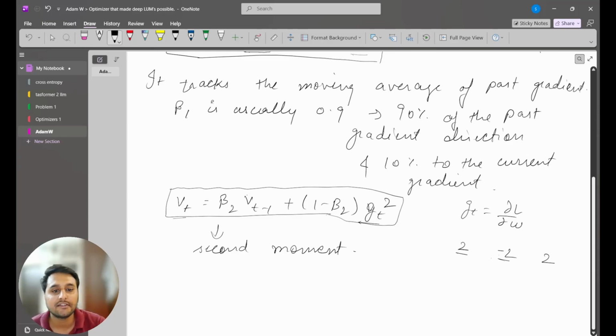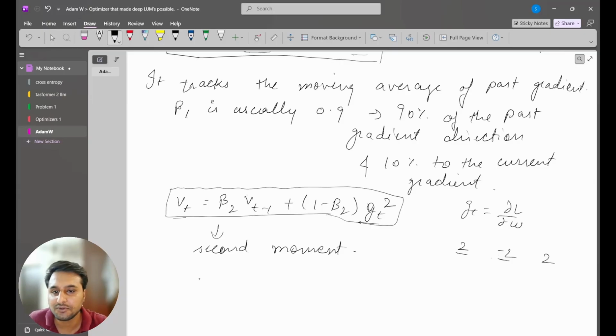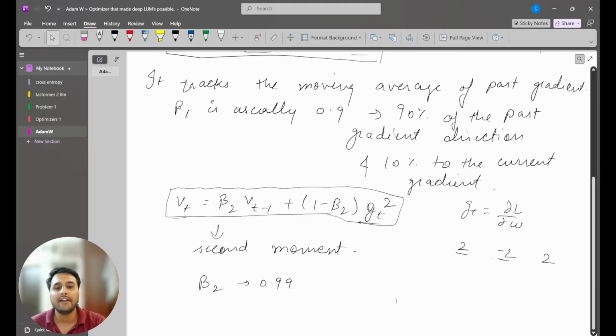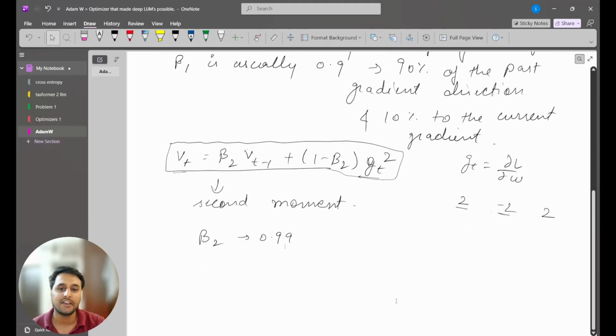So that's why the squaring sign is present in the second moment, and here also beta 2 is usually 0.99. So Adam takes care of two things. The first thing, with the help of the first moment, is direction, and the second thing, with the help of VT, the second moment, is step size. That is, how big or small a step it needs to take.